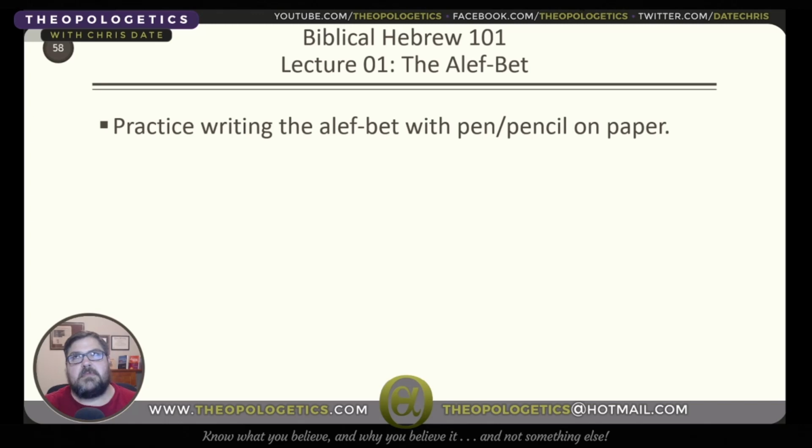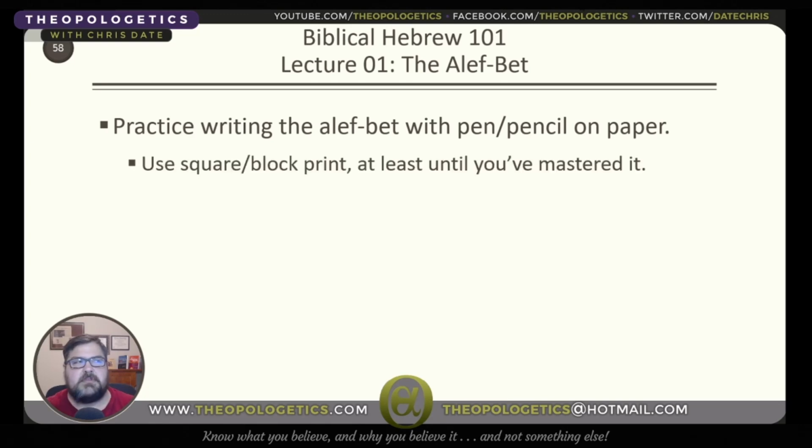Now, all that's going to do is help you remember the names of the letters in the order that they're typically listed in, but it won't help you to identify them on sight. So for that, you're going to need to practice writing the Alef-Bet with pen or pencil and paper, or type. That is an option. I'm just not listing it here. I plan to do a separate video on how to learn how to type in Hebrew.